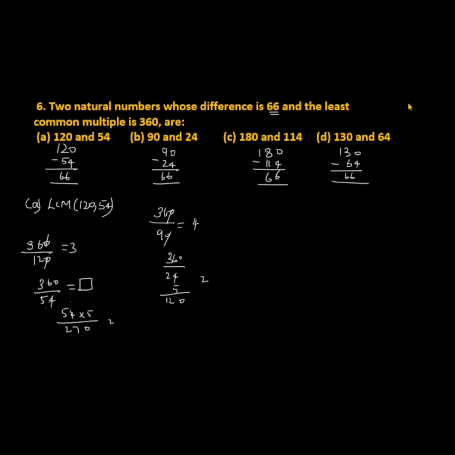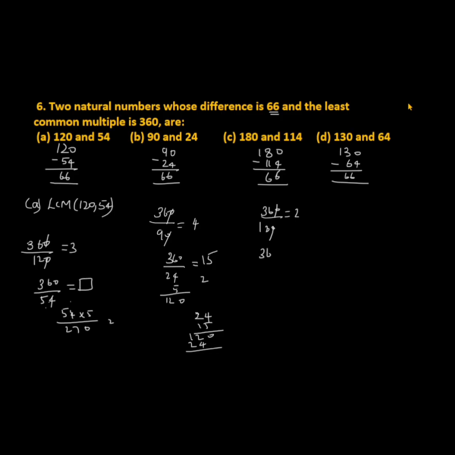120 we got. 24 into 10 is 240. Check for 24 into 15. So 120 and 240, yeah, we are getting 360. That is 360 divided by 24, we are getting the exact number 15. Likewise, check for 180: 360 divided by 180 is 2 times.